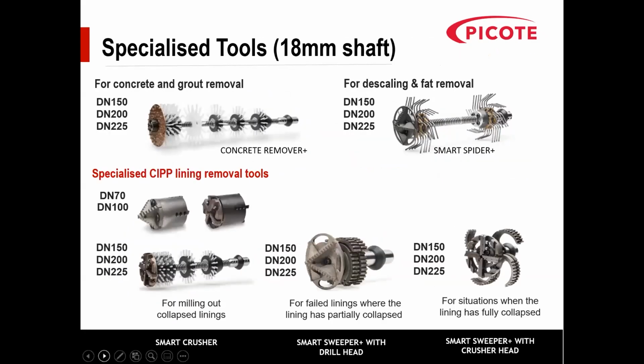Okay, so we get to the specialist tools. We'll start with the 18 millimeter shaft, which our machine's called a Power Plus. We have a range of specialist tools, including what we call concrete remover tools for removing concrete. So if you've got a pipe that has either 10% or 100% concrete in there, then we can cut it out using the concrete removal tool.